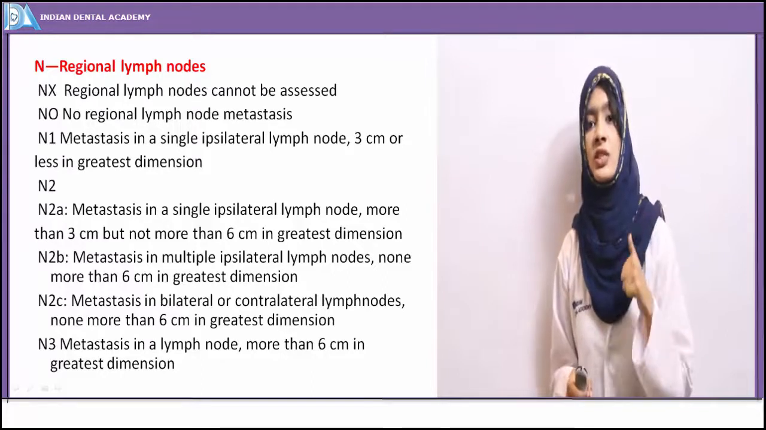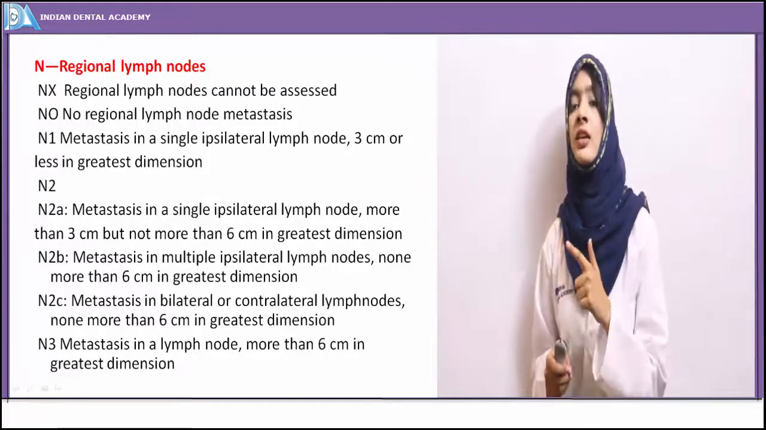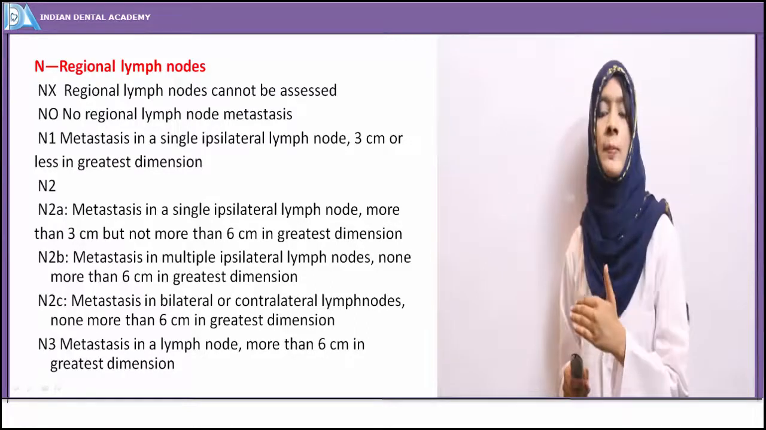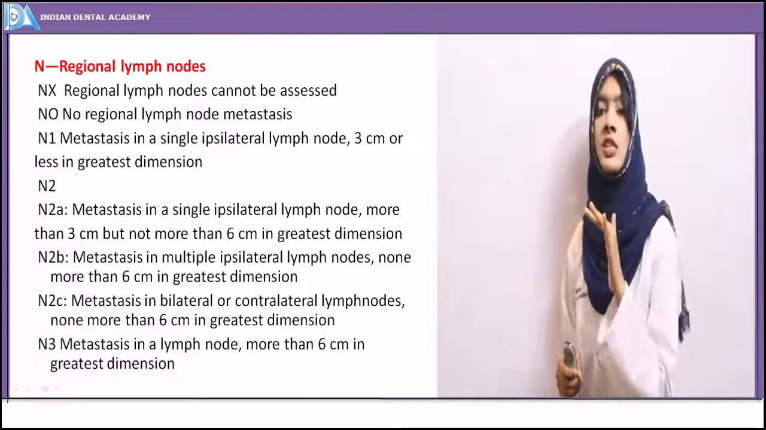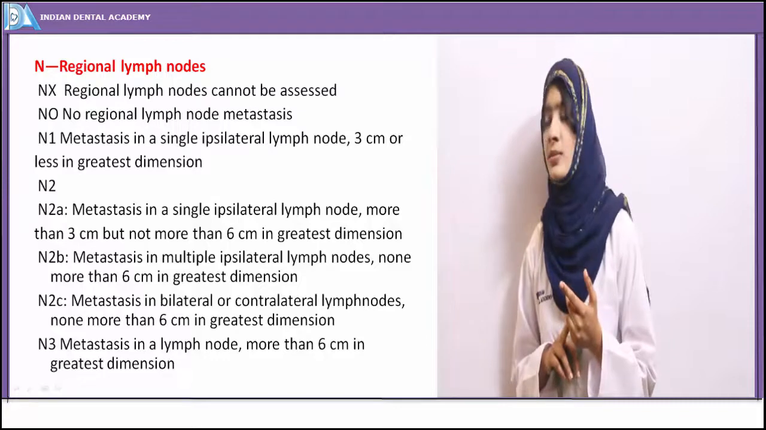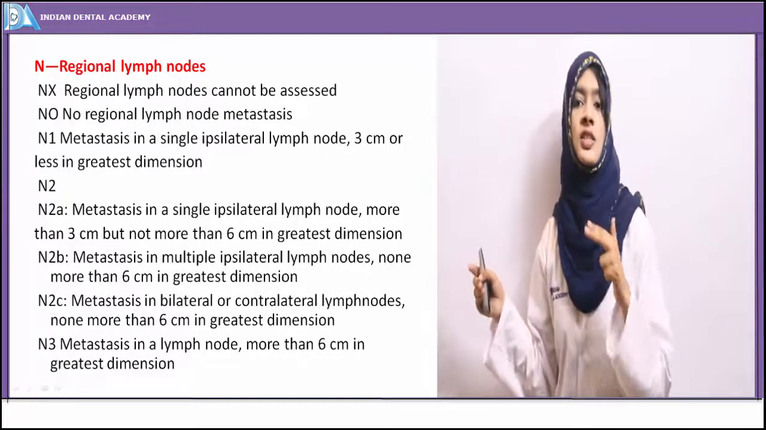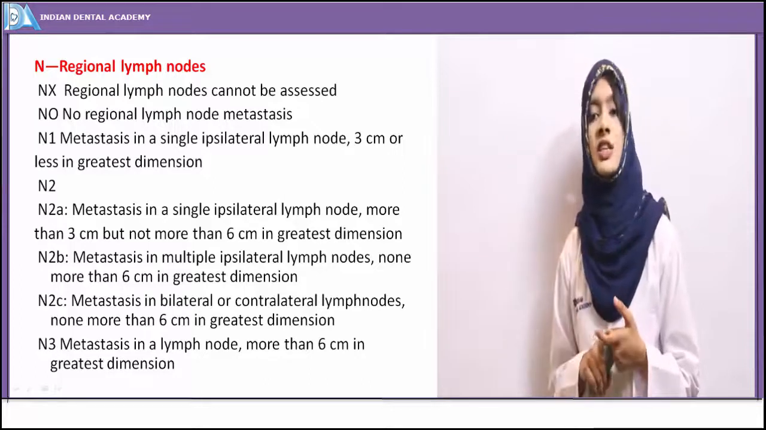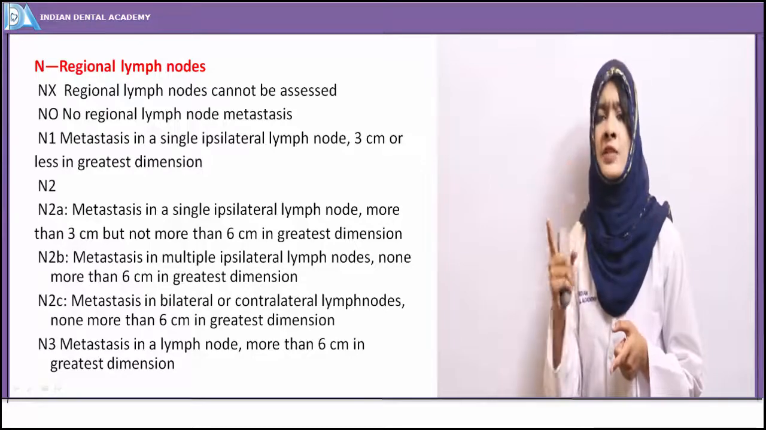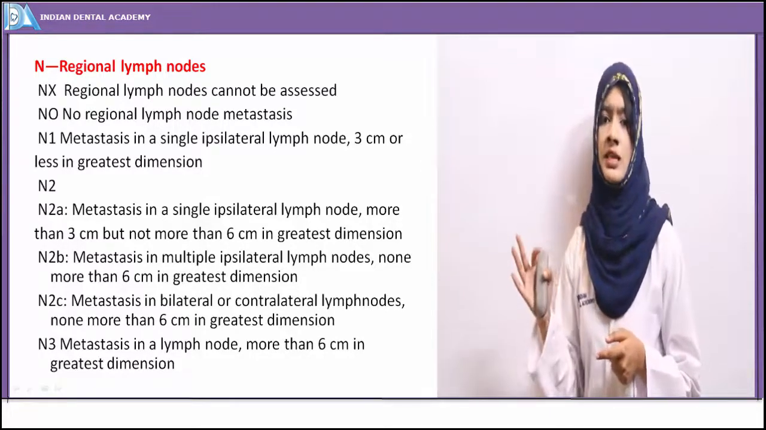What regional lymph nodes are involved, and how is the spread there? The term NX is denoted after histologic examination. NX is given when the regional lymph nodes are not assessed. N0 is given when there is no regional lymph node metastasis, indicating the tumor is in early stages. The term N1 is given when metastasis is present only in a single ipsilateral, meaning same side, lymph node which is 3 cm or less in maximum diameter.